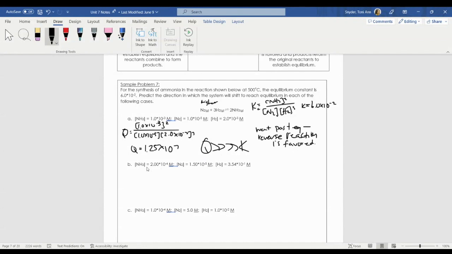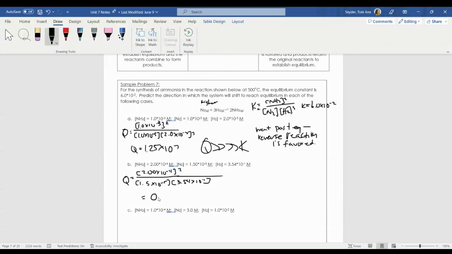Let's see if these reaction conditions are at equilibrium. So I'm just going to plug these numbers in. Q is equal to, I have, let's see, 2.00 times 10 to the negative fourth squared over 1.5 times 10 to the negative fifth times 3.54 times 10 to the negative 1.